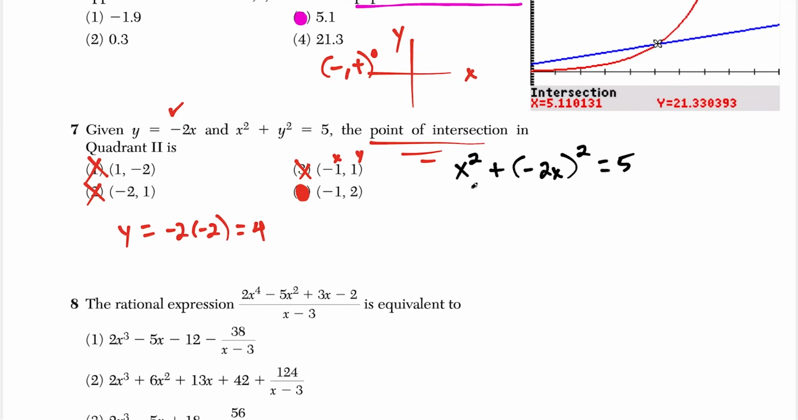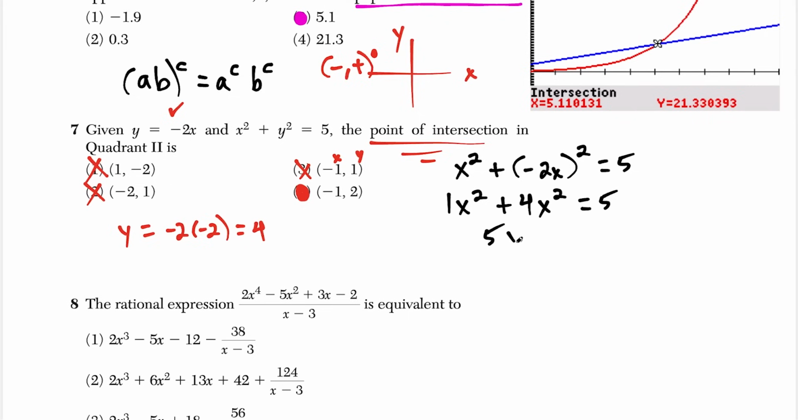So now from here, x squared is just x squared. And then for this, anytime you want to do a product to a power, you could just raise each term to the power like this. This is just a property of exponents that we could use here. So I do negative 2 to the second power, or negative 2 times negative 2 is 4. And then x to the second power would be x times x, which is x to the second power. And this equals 5. So now I combine like terms. I have 1x squared plus 4x squared is 5x squared, and 5x squared equals 5.